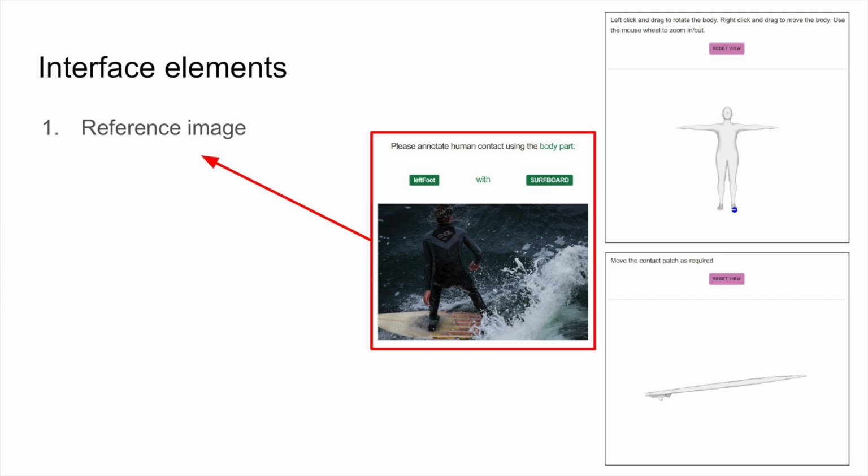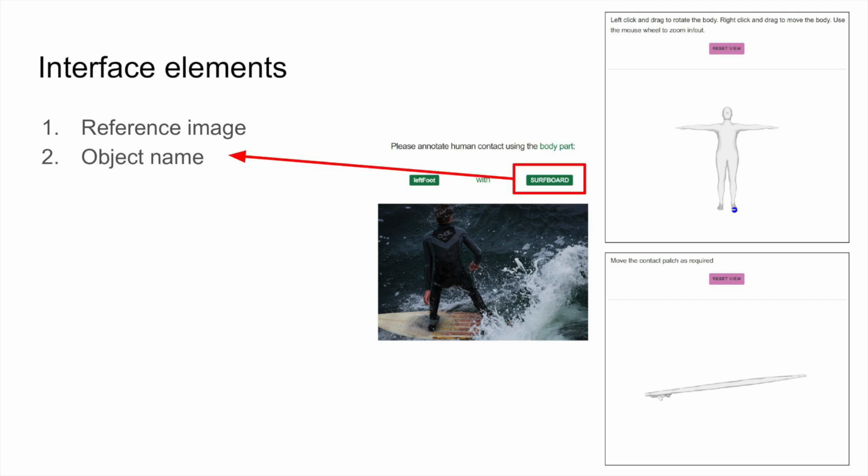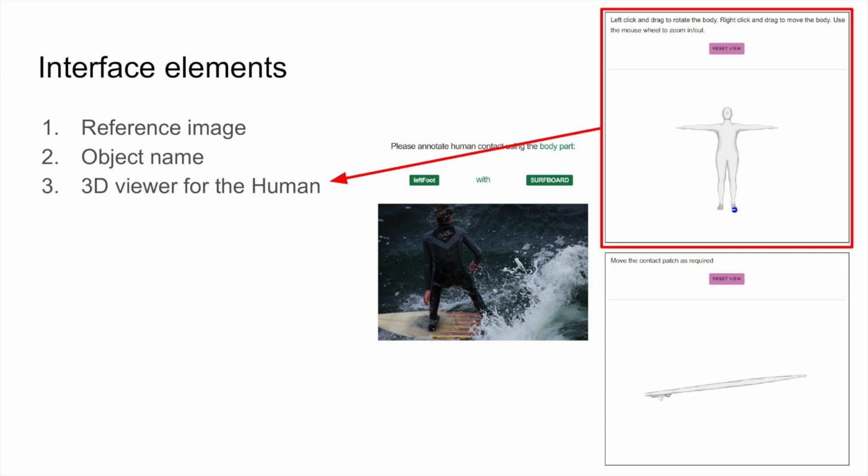The interface of the annotation tool has three main elements. First one is the reference image, which you will always see on the left side. This image represents the interaction that you have to label in the current task. The green text box above the image on the right side shows which object we are annotating in this task. Here it is a surfboard. This means that we only care about the part of the image where the human is touching the surfboard. For example, if this person also had a guitar in his hands, that would not matter, we only care about the surfboard in this task.